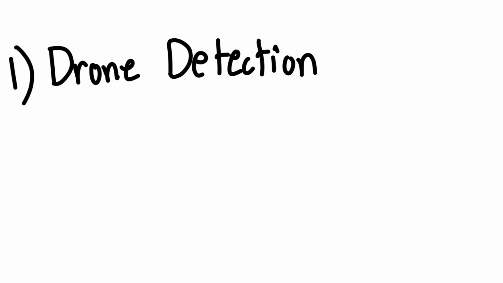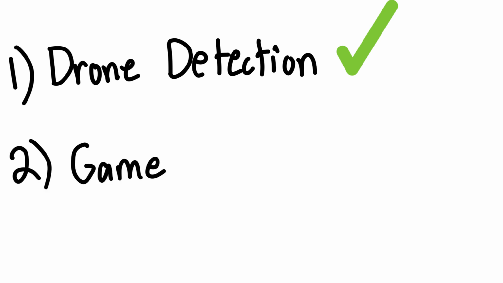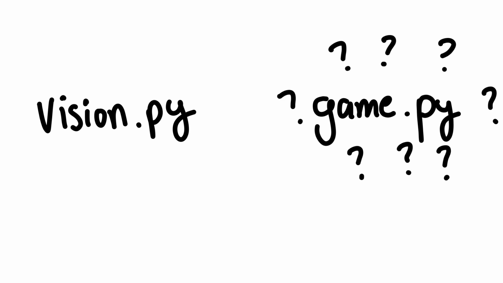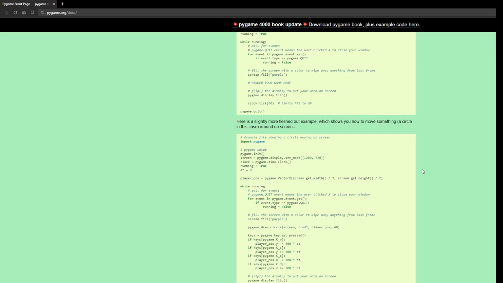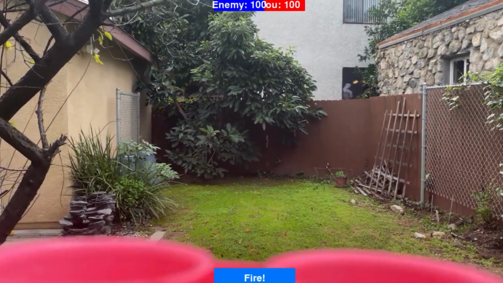Now that the drone detection code has been completed, it's now time to move on to the game aspect of the project. Since all of my code so far was in Python, the game also needed to be in Python, which was something I've never done before. But I eventually started to use pygame, which is a free and open source library for the development of video games. After some time, I managed to get this prototype up and running, which is the same application as the beginning of the video.